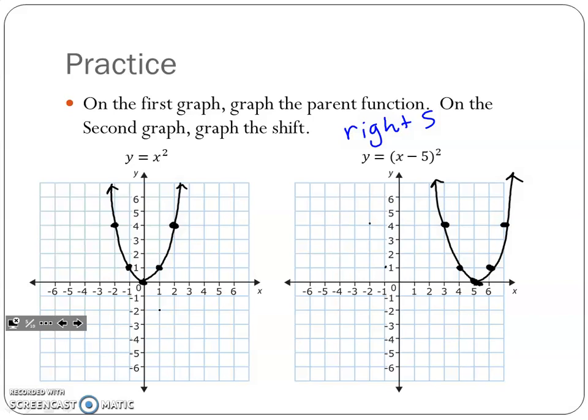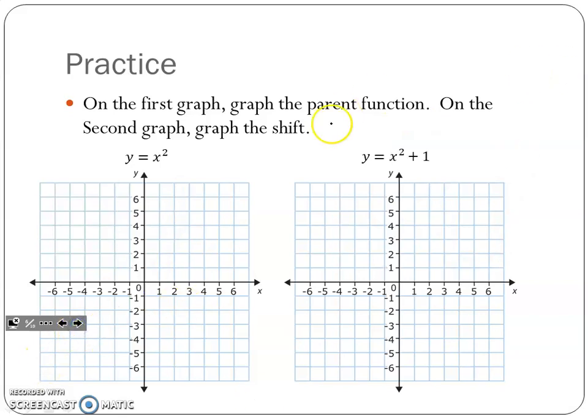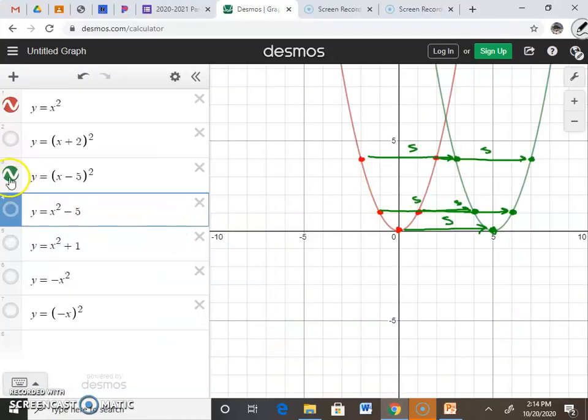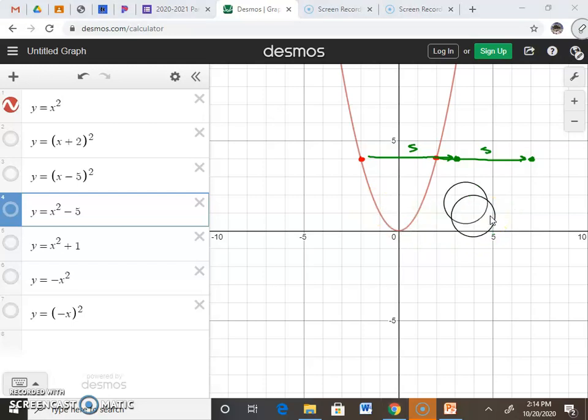Now we're going to look at an example of a vertical shift. So what will our vertical shifts look like? Well, they're going to look like x squared plus 1. They're going to look like x squared minus 5. Okay? So let's do a little experiment with those then. We're going to go back to our Desmos. Okay? Let me erase. Again, I've got my 5 points on my parent function.